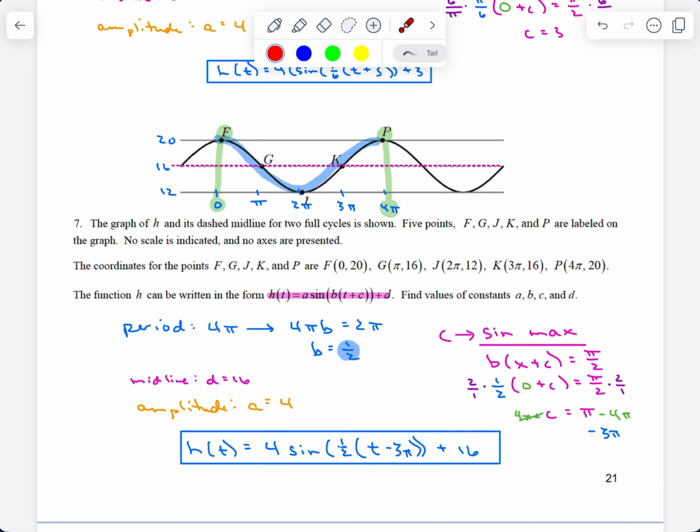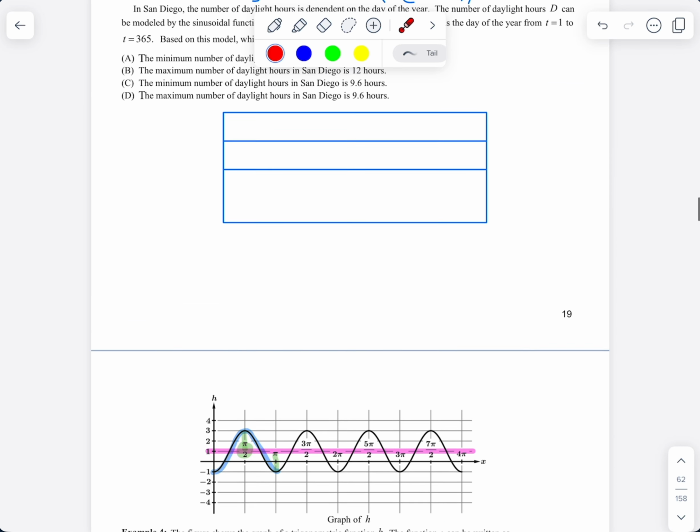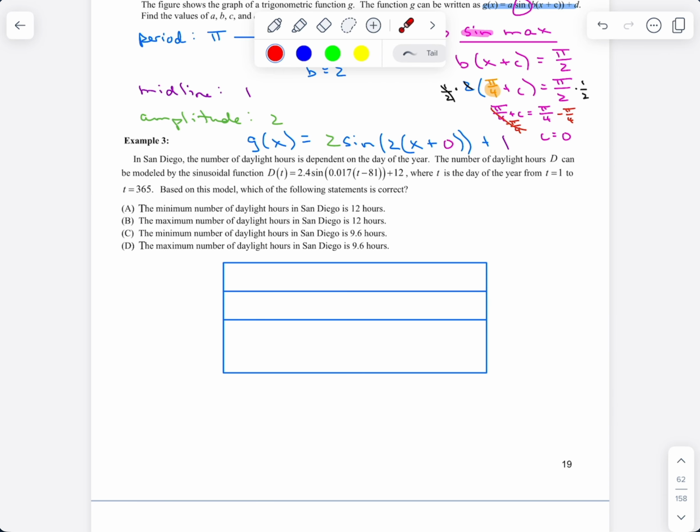Okay? Go ahead and go back to example 3, give that one a shot real quick. This is just using the equation that you're given and trying to figure out what the minimum and maximum would be. When you think you got it, press play.